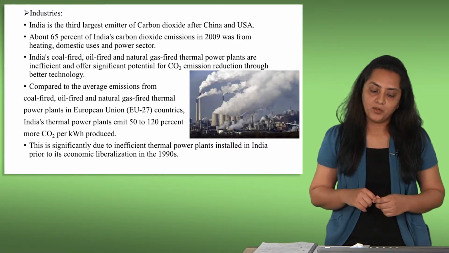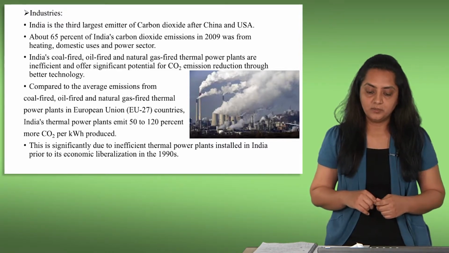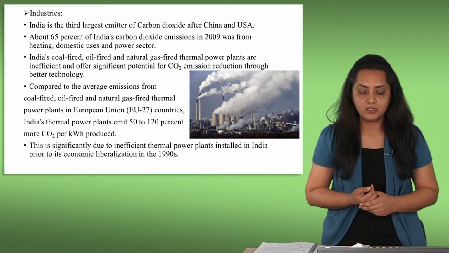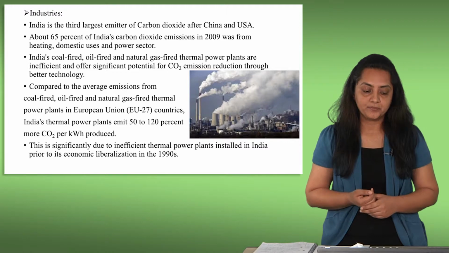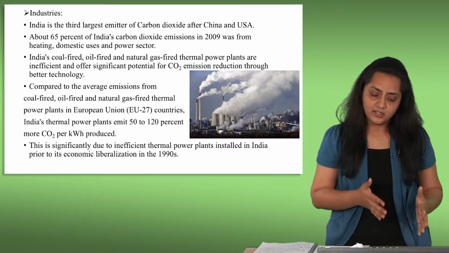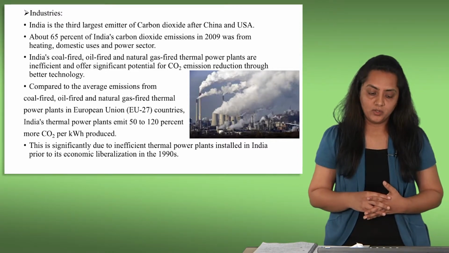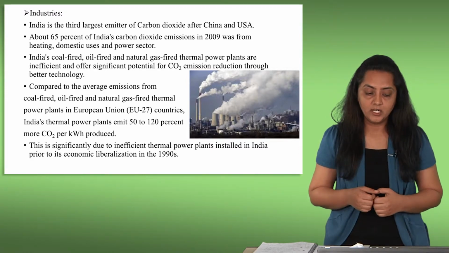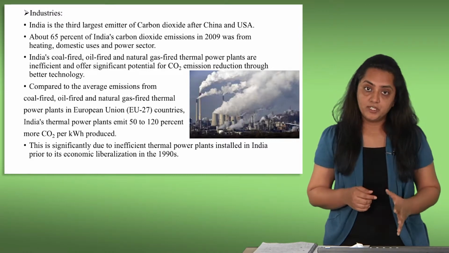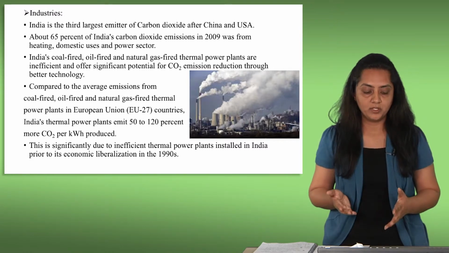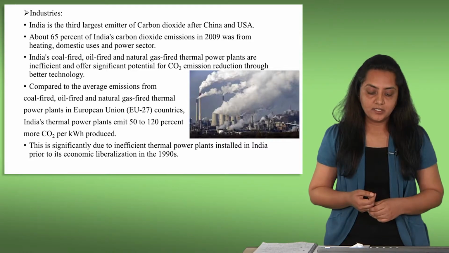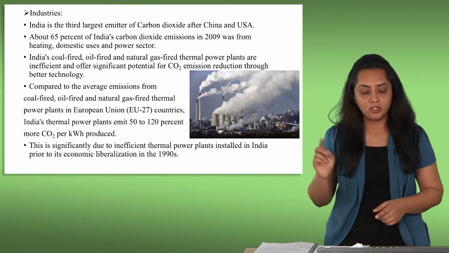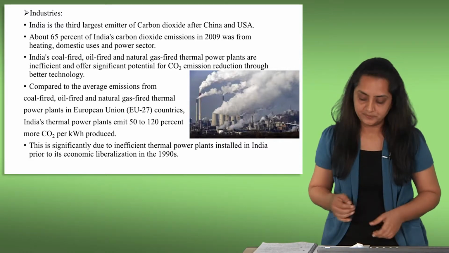India's coal-fired, oil-fired and natural gas-fired thermal power plants are inefficient and offer significant potential for carbon dioxide emission reduction through better technology. Compared to the average emissions from coal-fired, oil-fired and natural gas-fired thermal power plants in European Union countries, India's thermal power plants emit 50 to 120% more CO2 per kilowatt hour produced. This is significantly due to inefficient thermal power plants installed in India prior to its economic liberalization in the 1990s.